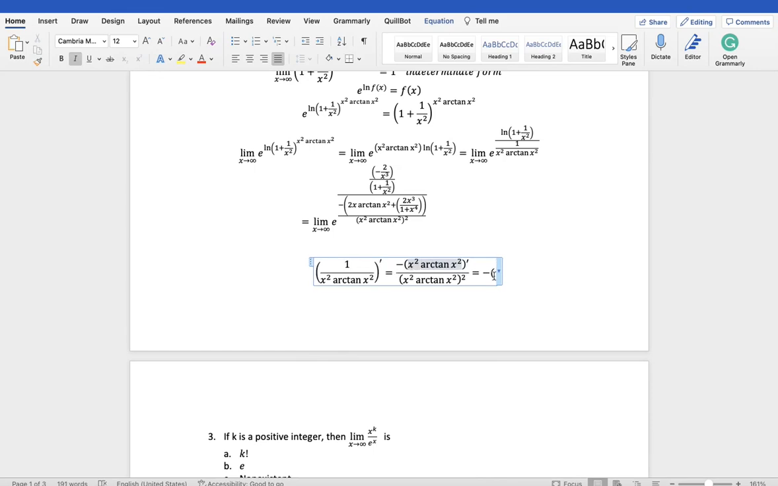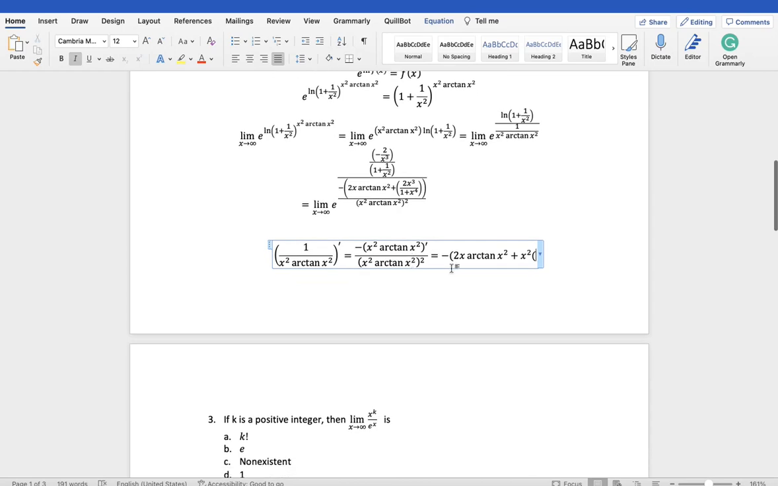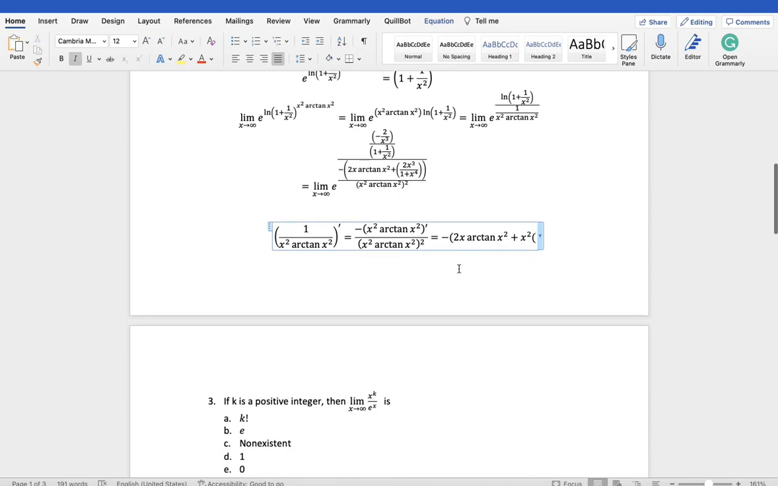Wrong place. You have 2x, right? Multiplied by the second function, which is arctan x squared, right? Plus the first function, which is x squared, multiplied by the derivative of the second function. Now the derivative of arctan of x, or arctan of any function f of x. Let me just write it down as a rule, so it makes sense.